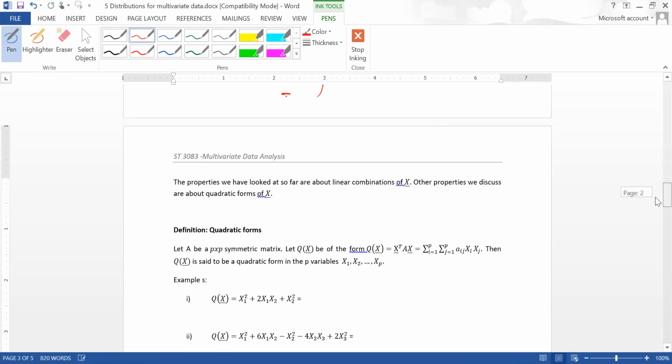Not linear combinations, right? So far we considered linear combinations like x1 minus x2 plus x3, likewise. But if you have square terms, x1 squared, x1 x2 terms, or x3 squared, likewise. If we have a quadratic form, how do we find the distribution of those? Okay, first of all, the definition of quadratic forms.